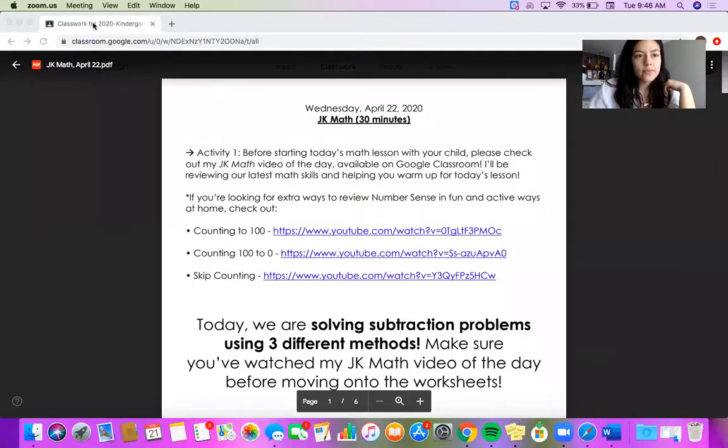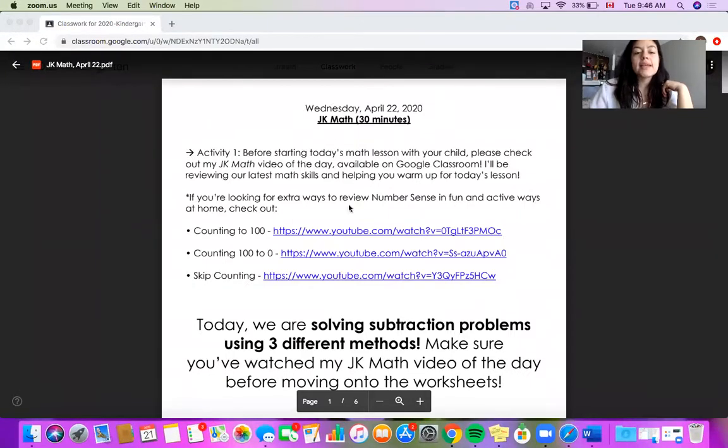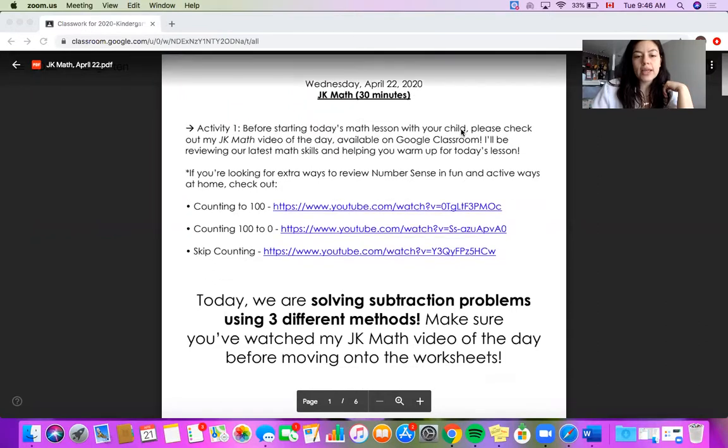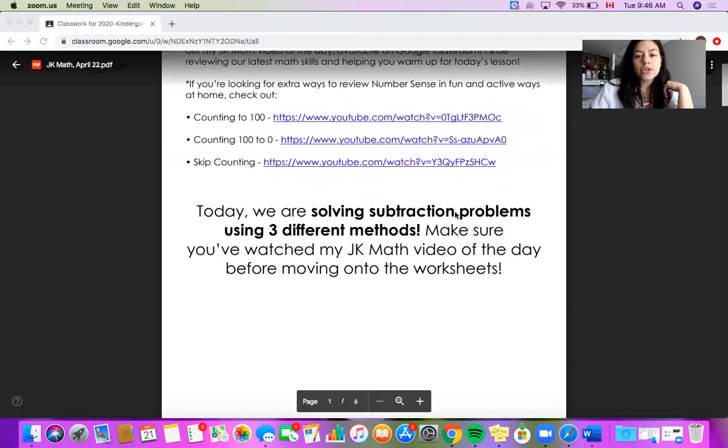Now today, you are going to be solving problems, and you're going to be using sometimes all 3 of those methods of solving. So let's go check out our lesson for today and see what there is to do. All right, today we are Wednesday, April 22nd, 2020, and we are solving subtraction problems using 3 different methods.